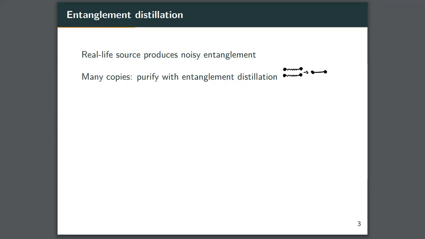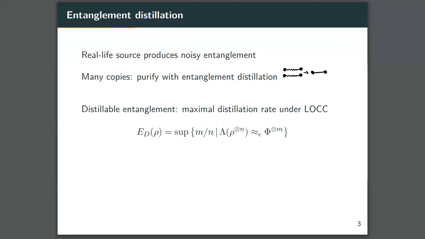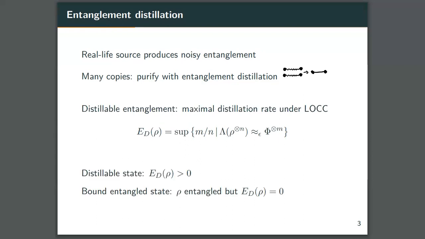And there's this thing, very old by now, 20 years old, that you can purify entanglement with a distillation procedure. You take many copies of noisy entangled states, and you convert them into a lesser number of pure entangled states. So far, so good. The maximal rate at which you can do this procedure is called distillable entanglement. If a state is distillable, it's called distillable, but there also exist entangled states that you cannot distill any singlets out of. They're called bound entangled states. So far, so good.